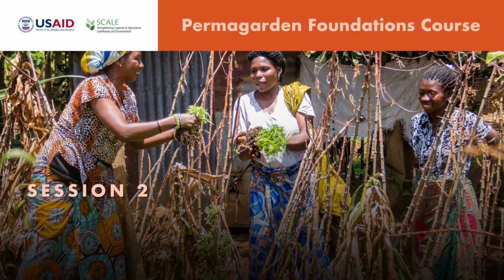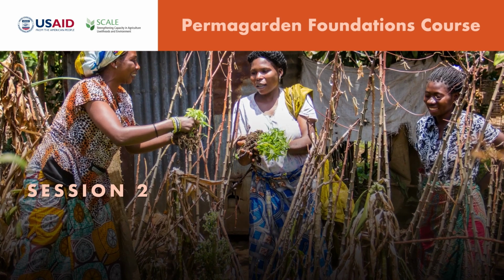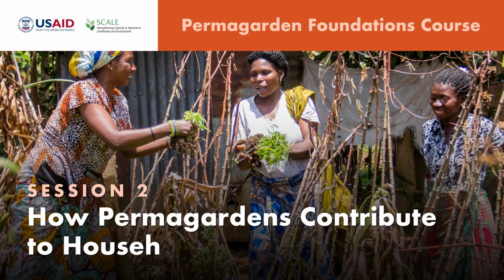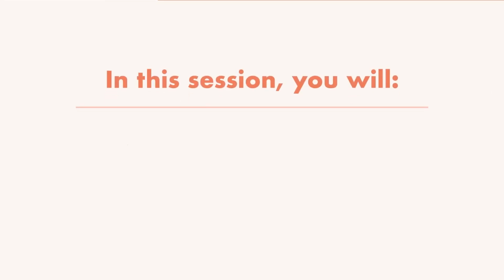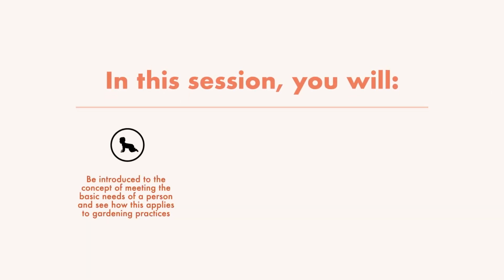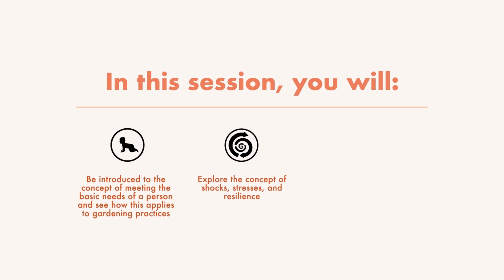Welcome to the second session of the online Permagarden Foundations course, How Permagardens Contribute to Household Resilience. In this session, we will first reflect on the basic needs of a person and how meeting these needs makes them stronger. Then, we will look at how this same concept applies to our plants. We will then explore shocks, stresses, and resilience, and putting these concepts together, see how a Permagarden approach can contribute to the resilience of a household.